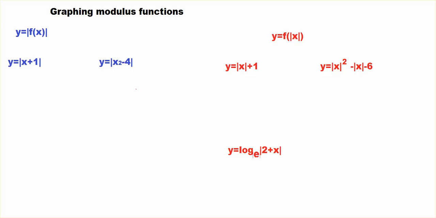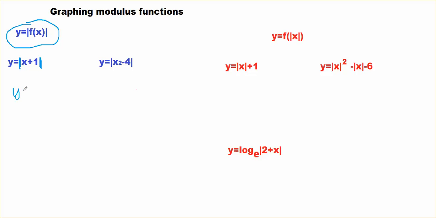This is for Year 12 Methods. It is a little review of graphing modulus functions, or parts of the function that have a modulus involved. There are two types. The first type I'll look at, which we're probably all comfortable with, is where the modulus is around everything.